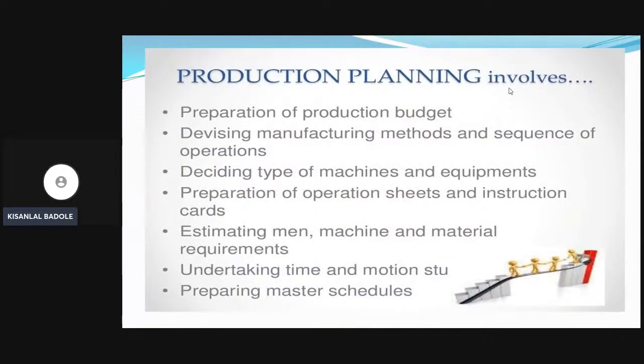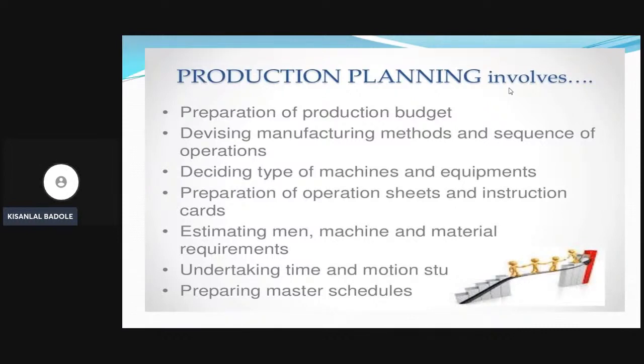After that, production planning involves preparing the production budget, devising the manufacturing method and the sequence of operations. Sequence of operations means you are arranging all the manufacturing operations and machines in a sequential manner. For each and every operation you minimize the machine time, decide the type of machine and equipment, prepare the operation sheet and route card, and estimate the man, material and machine requirement.